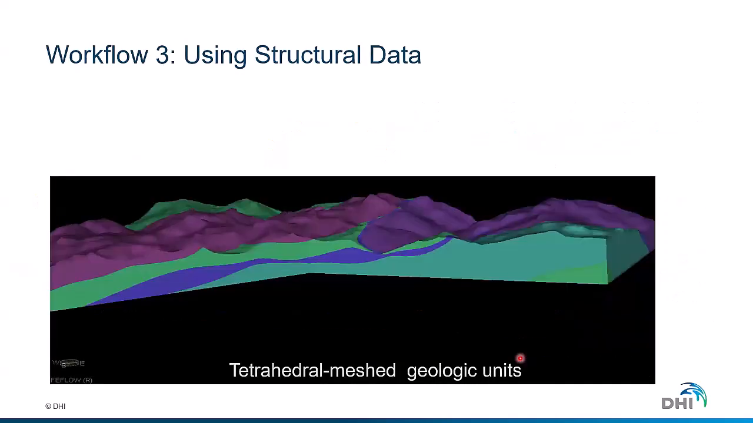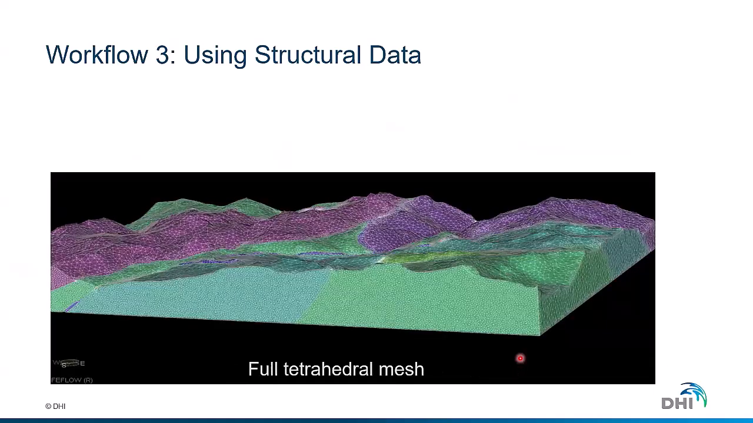So that's an example of a 3D unstructured mesh. This is the mesh, and that is the full mesh with tetrahedra. So there is no real representation of layers. We are meshing along the different structures which come from the geological model.